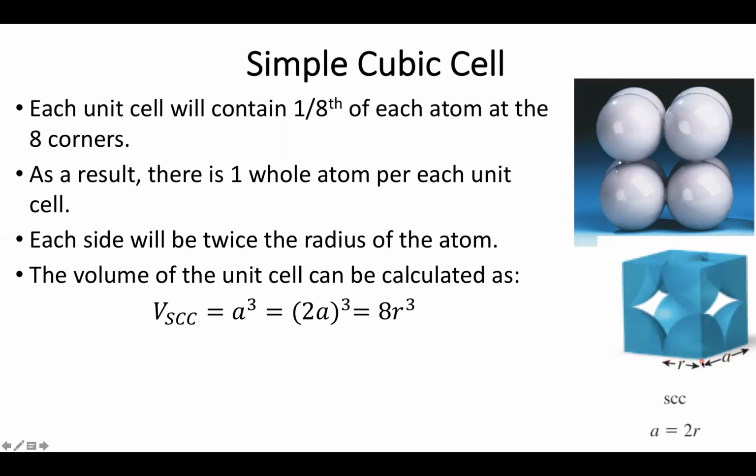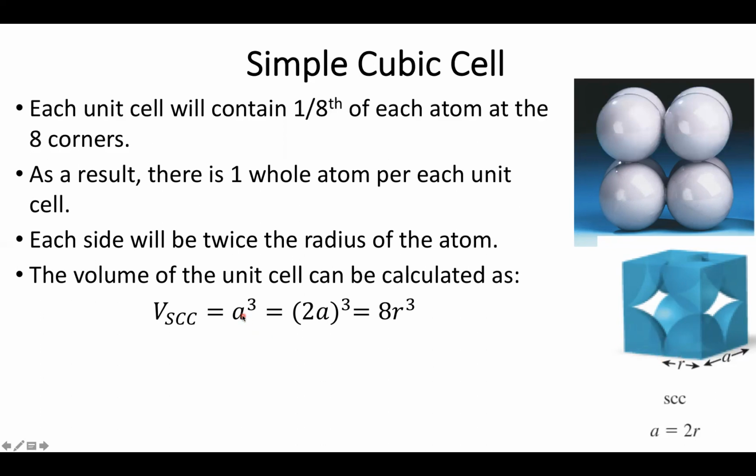I have one radius going from the center of the atom to the middle of the side, where this atom then meets up with its nearest identical neighbor, which has another distance of 1 radius. So each side has a distance of 2 radii. And then we can figure out the volume using our basic geometry, the cube of each side. So length times height times width.